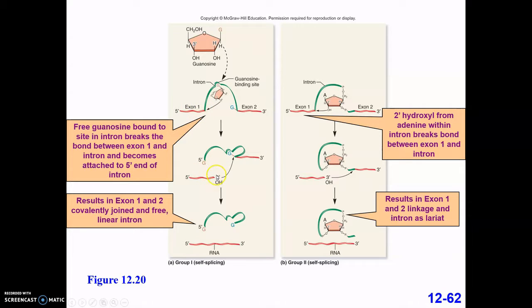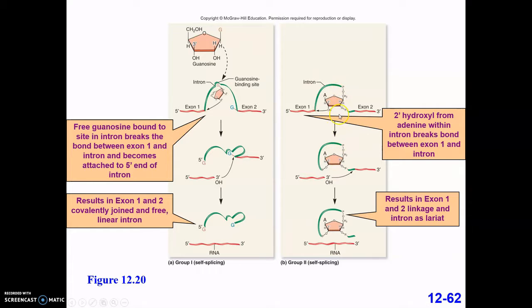Now, once that takes place, we take the OH group from here. It is positioned next to this G, and you get the similar type of reaction here. This bond will replace the connection point on the backbone with this G, and now this intron is free, and we have a processed messenger RNA.